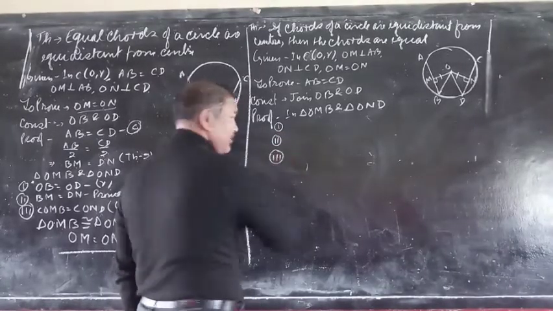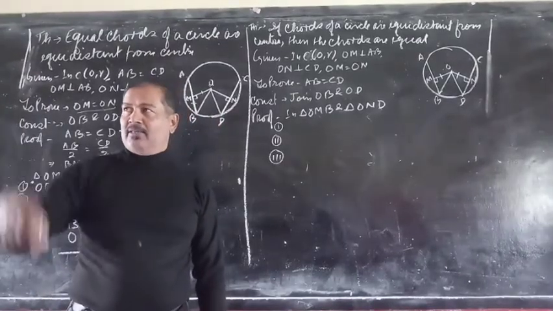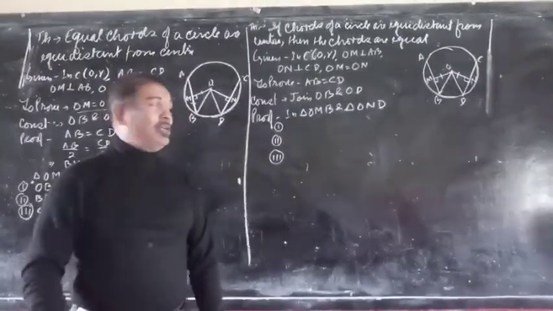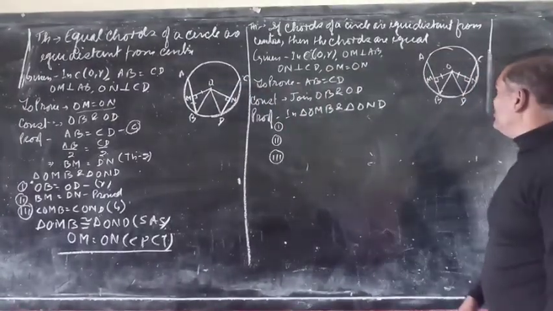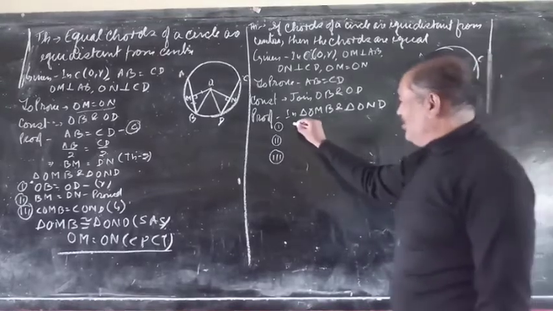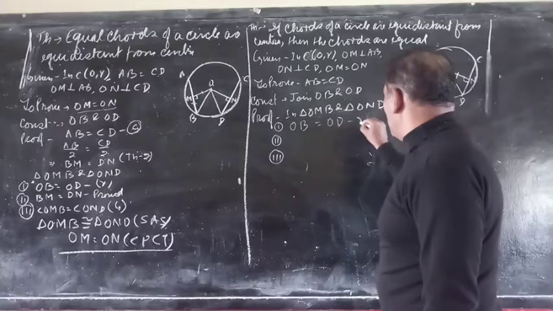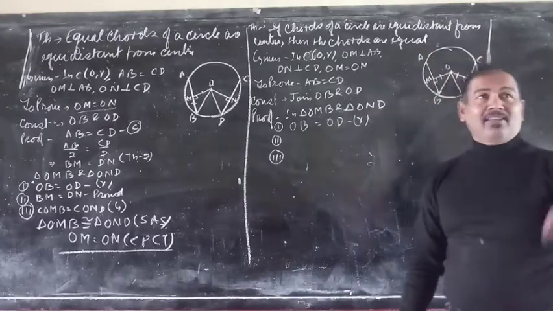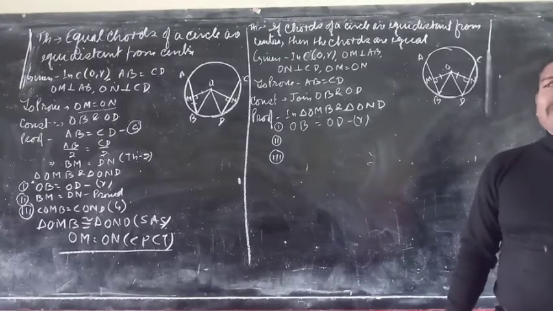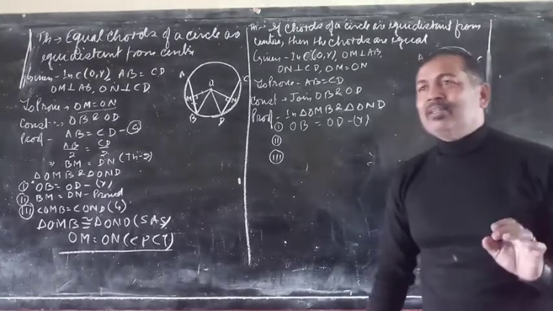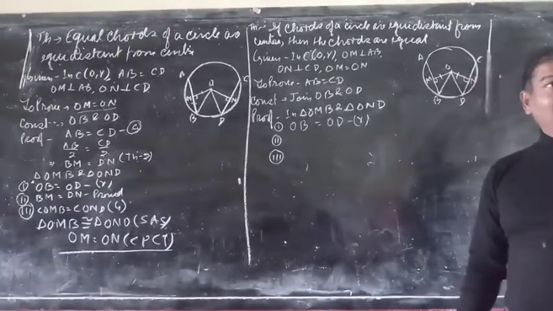Now another three students from each row please stand. खड़े हो जाएंगे बच्चे. Ranjan, please say the first condition. OB equals OD, sir, because radius. OB is equal to OD because they are the radius of the circle. आपका नाम, your name please. Tabis. चलिए बोलिए.